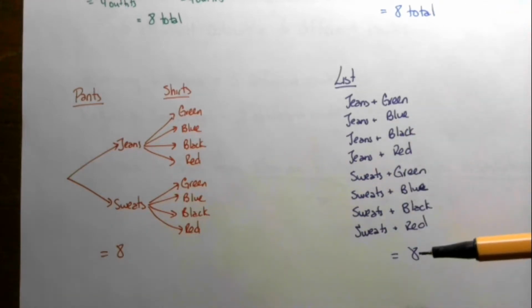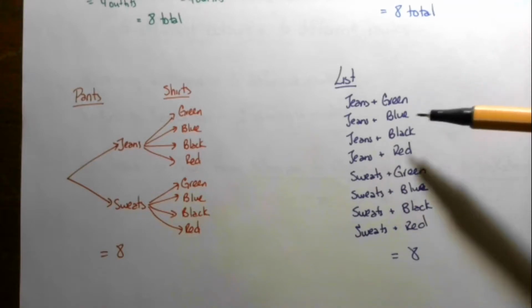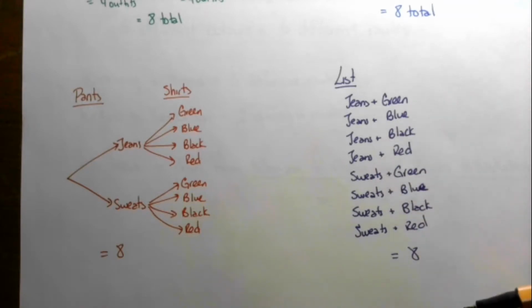Or you could simply list them out. Jeans and a green shirt, jeans and a blue shirt, jeans and a black shirt, all the way down until you get all 8. 4 different ways of doing it, all come out with the same answer. It really doesn't matter how you figure these out. And there are obviously other ways of doing it too, so you didn't have to do it one of these 4 ways.